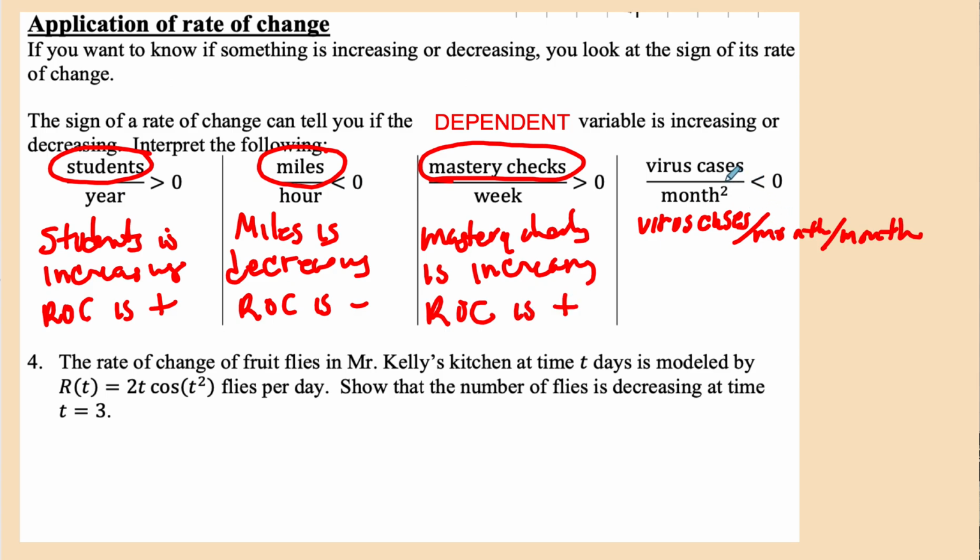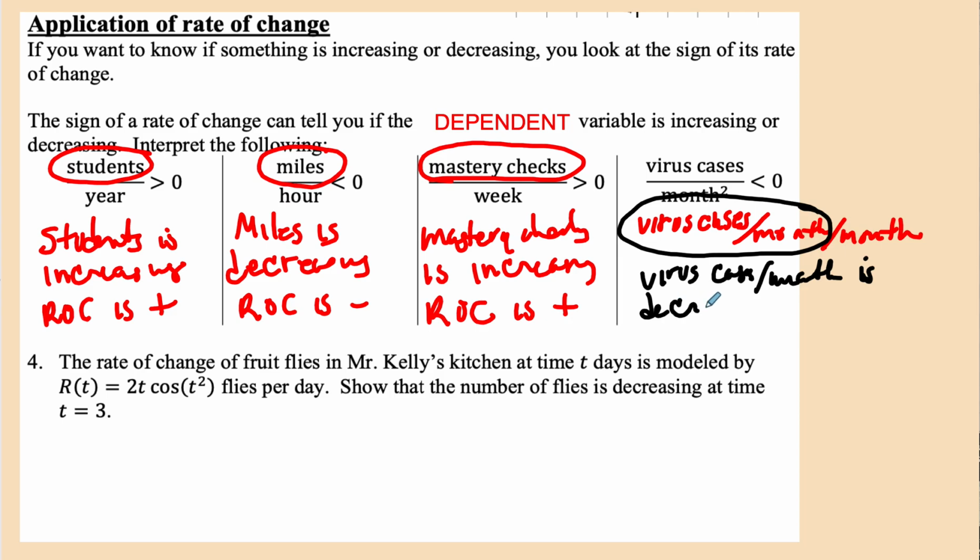Now here, be careful with this little square. This is virus cases per month. So let's be careful and understand that this is already a rate of change. So virus cases per month is decreasing because this rate of change that we're looking at is negative.